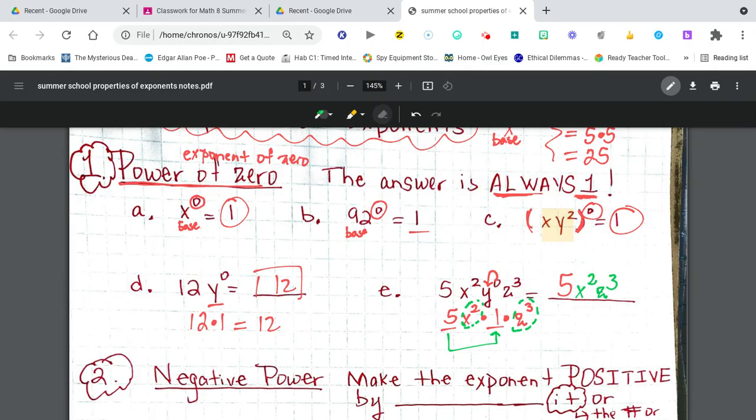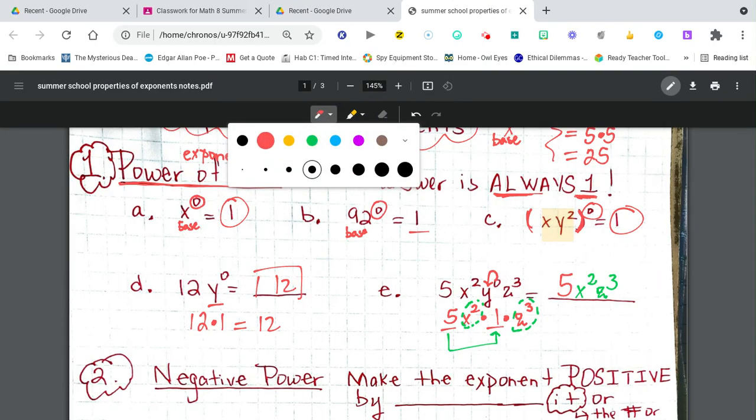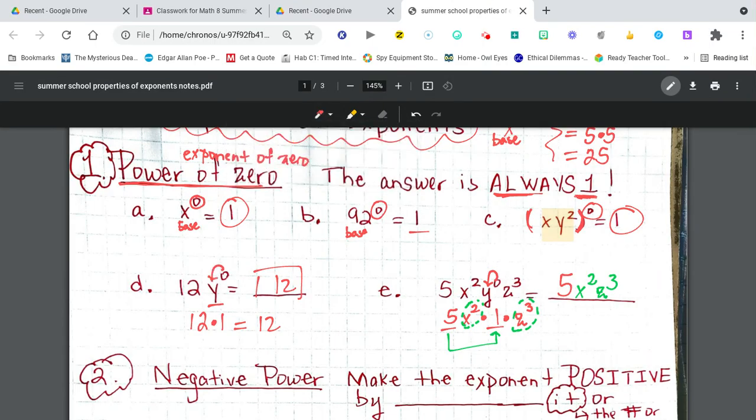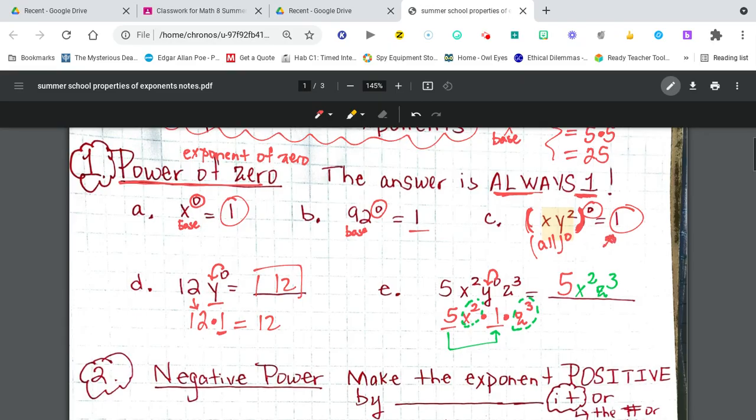Again, I'm going to go back to D. The exponent of 0 only applies to the y because it's not inside of parentheses. So only the y changes to a 1. And I just bring down the 12 and just say 12 times 1 is 12. But on C, this whole thing is inside of parentheses. So all of it is to the 0 power. So all of it changes to 1. Okay?